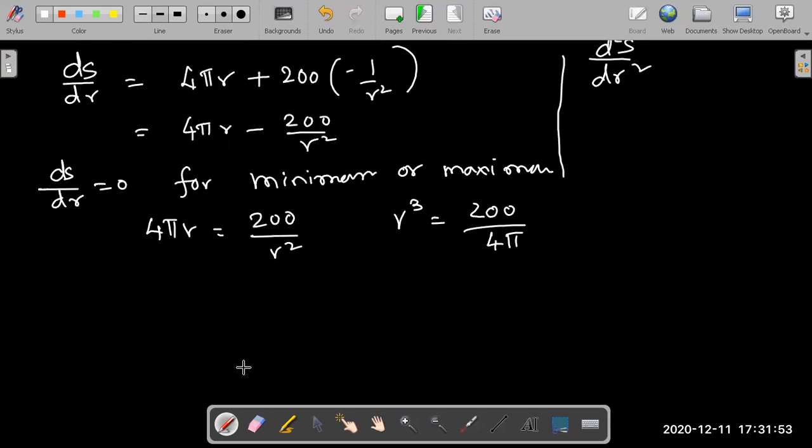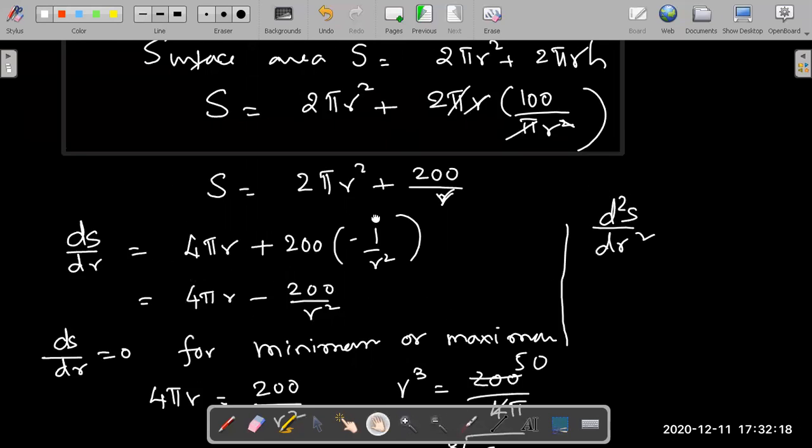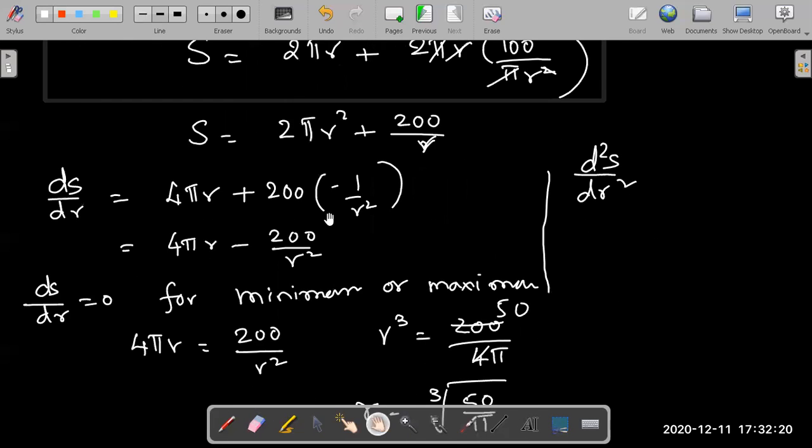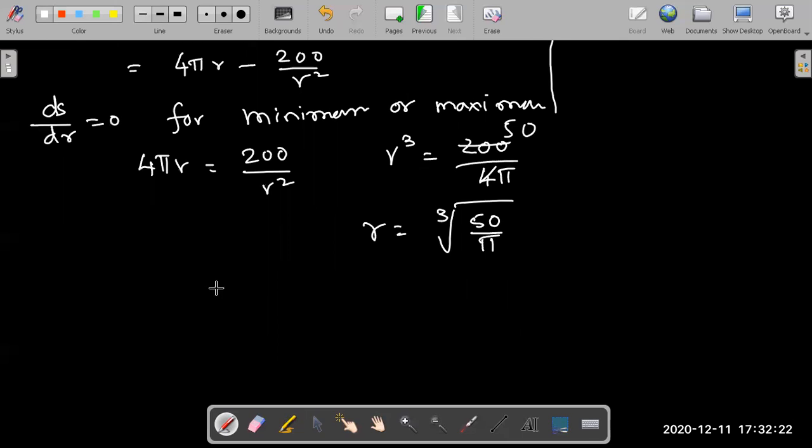r will be cube root of, first we'll say 50. r will be cube root of 50 divided by 5. So we have the r value because he asked us to find the dimensions. The r value we have to find, the h value also we have to find. We have got h to be 100 by πr². So h is 100 by πr².